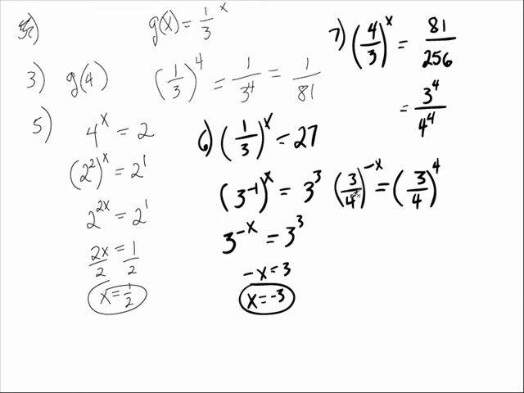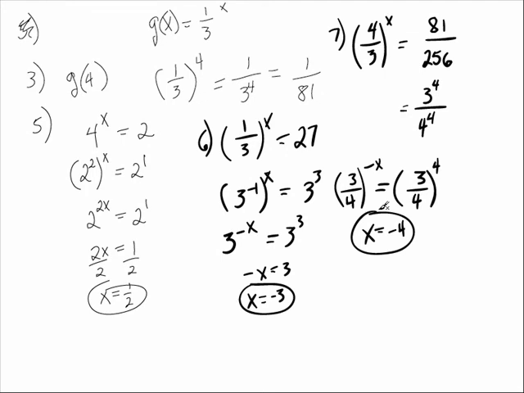Now, check it out. Both the bases are the same, aren't they? 3/4 is my base here. 3/4 is my base here. So what do I do with my exponents? Set them equal. And look, at this point, you've already done this once. You know negative x equals 4, so you can just write the answer down, couldn't you? x is what? Just negative 4. That's all there is to it.